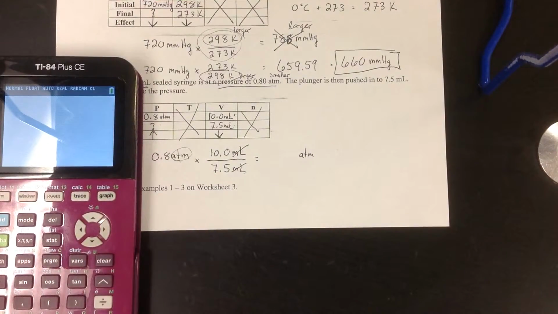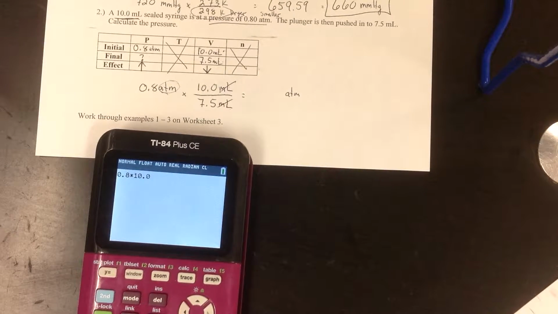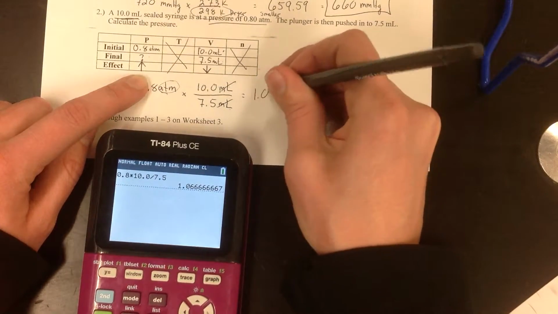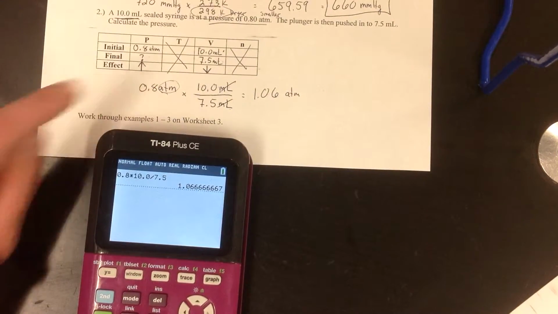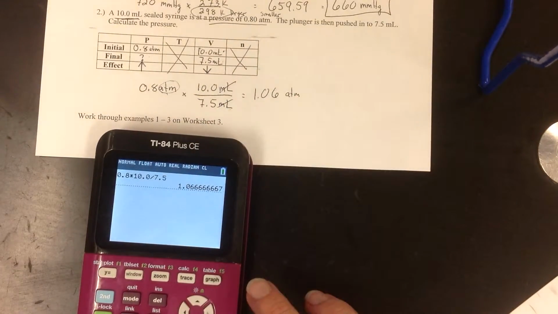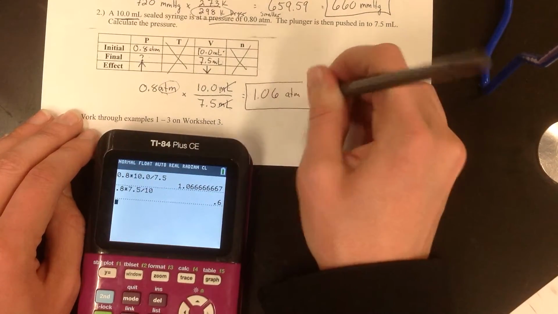Now, when I plug this in, I've got 0.8 times my, oh, again, you can't see that. Okay, there we go. 0.8 times 10 divided by my 7.5. It should give me a bigger number than 0.8, so let's see. 1.06. That's bigger than 0.8. Awesome. Just to double check, if I had flipped these and did 0.8 times 7.5 divided by 10, I would have only gotten a 0.6, which is a smaller answer. That's not what I wanted.